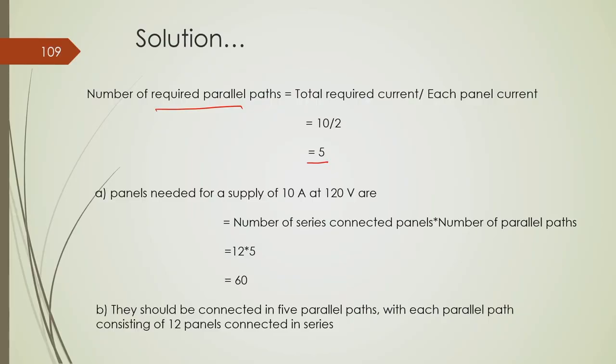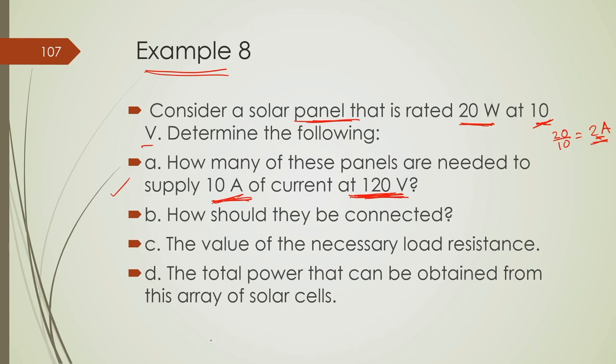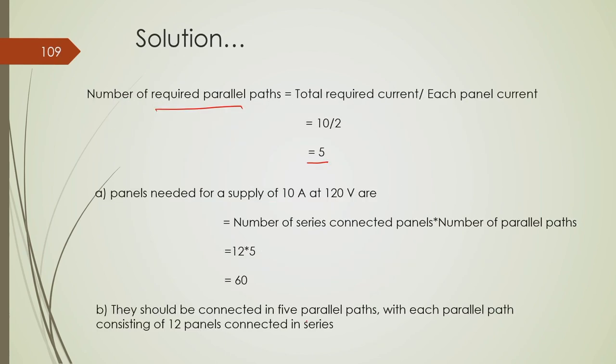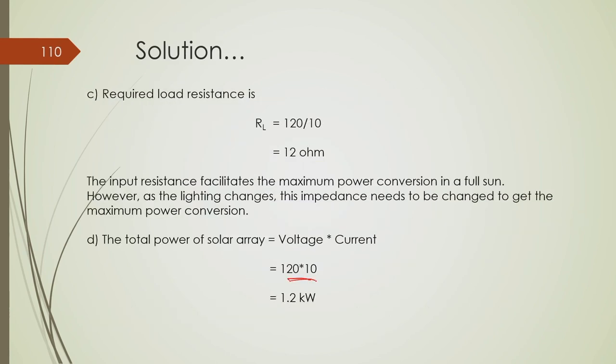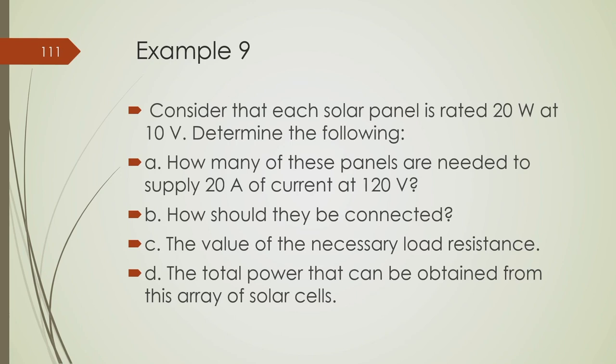Now, another question is how they should be connected. You already determined that, and then the necessary load resistance and the total power that can be obtained from the solar cells. In fact, total power is 120 multiplied by 10, that is 1200 watt, or 1.2 kilowatt; that much power can be available. And we need a load resistance of 120 by 10, that is 12 ohm, to get connected with that.